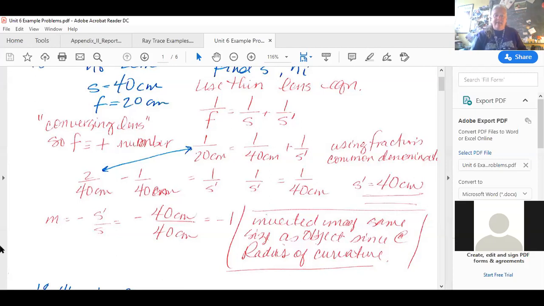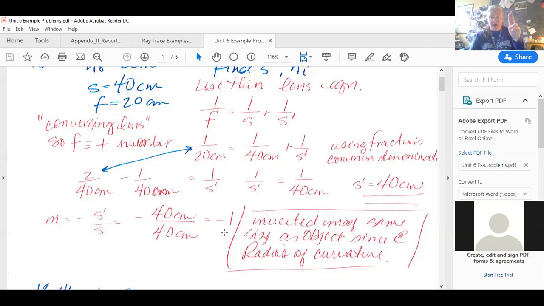Okay, the other thing is magnification. Lateral magnification is negative image distance divided by object distance. So it's negative S prime over S, so negative 40 over 40, which is negative 1. Now, what magnification tells you, first of all, the S prime being positive tells me it's a real image. So that's my first criteria. Then magnification has two pieces. It has a negative or positive sign, which if it's negative, tells you it's an inverted image compared to the object. If it's positive, it tells you it's upright.